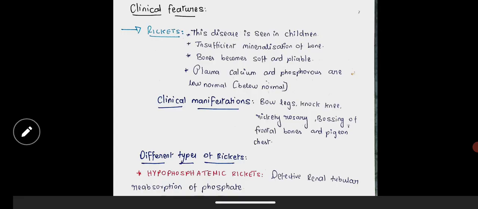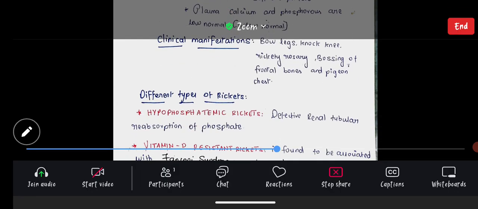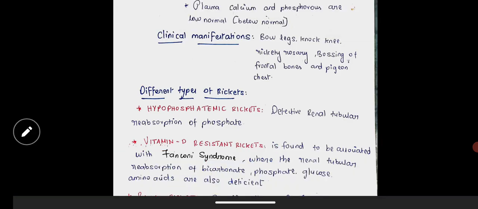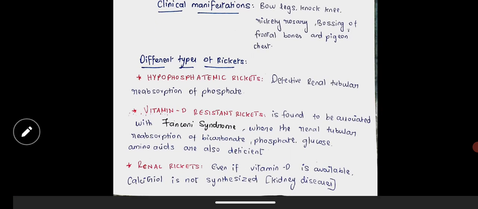Okay, rickets. Different types of rickets are seen: hypophosphatemic rickets, vitamin D resistant rickets, and renal rickets. Hypophosphatemic rickets, see, the name itself explains it. Hypo means low, and phosphatemic means it's related to phosphorus, right? So rickets is a disease.